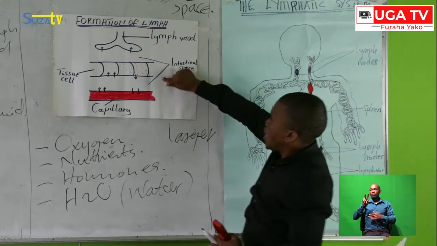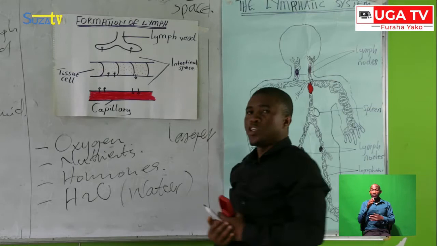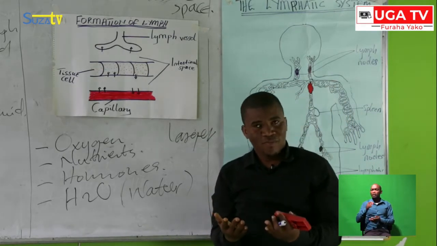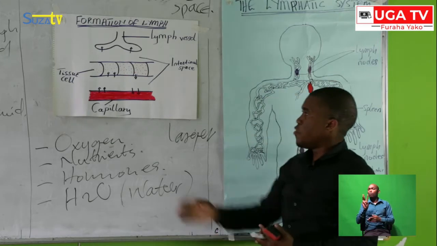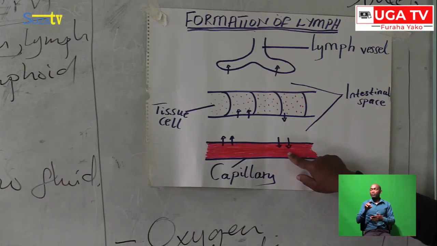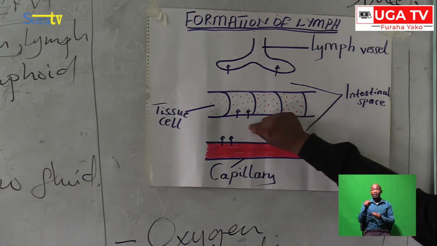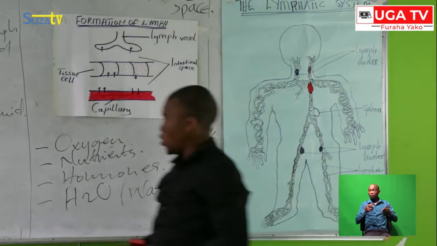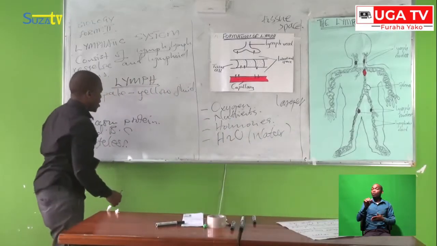So here there is a fluid. Where does that fluid come from? From the blood. So this fluid we may give a name, a very nice one. What do we call that name?